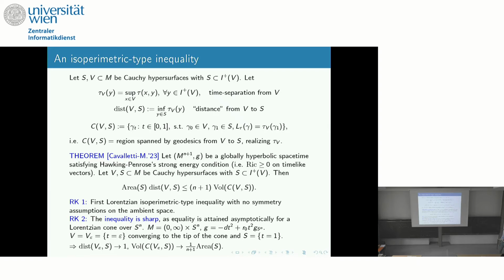No, I don't. But for a globally hyperbolic spacetime, tau is continuous. Okay, no. If V is Cauchy, okay, but if V is not Cauchy, you also need that V is future time-like complete.